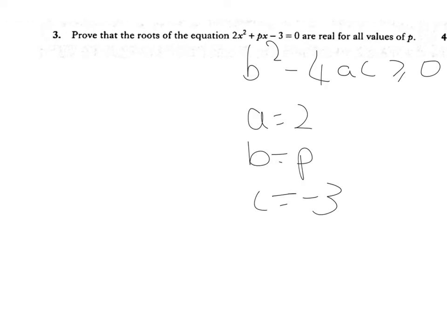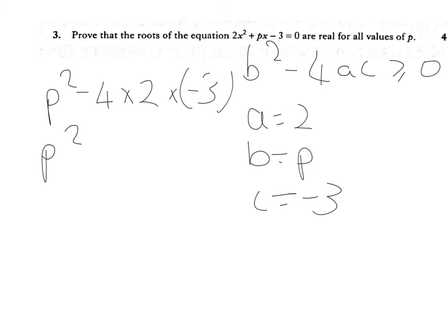If I then put that stuff into the discriminant, that will be p squared minus 4 times a, which is 2, times c, which is minus 3. And that will be p squared minus 4 times 2 is minus 8, times that by minus 3, and that will be plus 24. Now, since p squared can never be negative, the least possible value for that is 0. So for the full discriminant, the least possible value is 24.